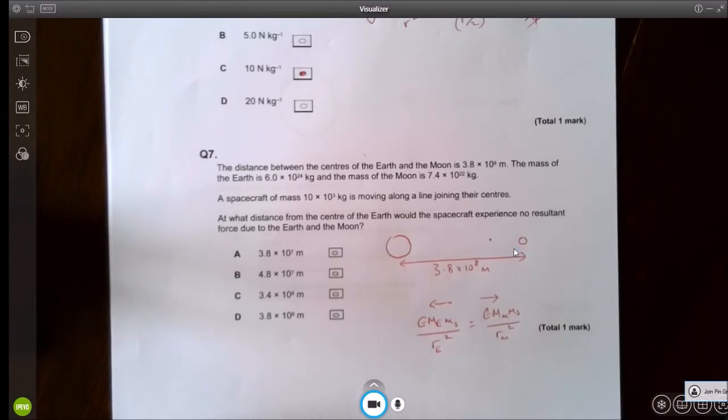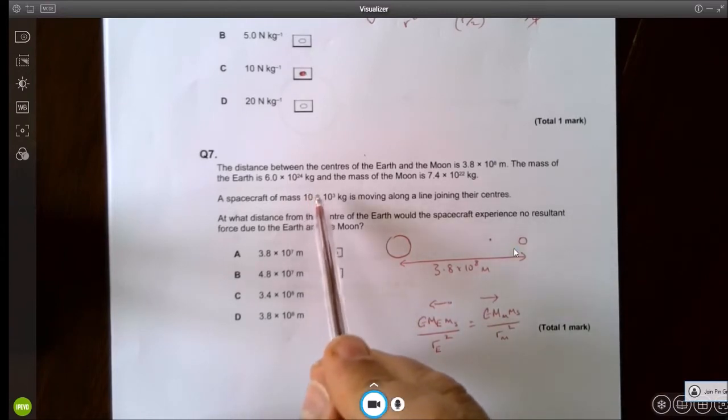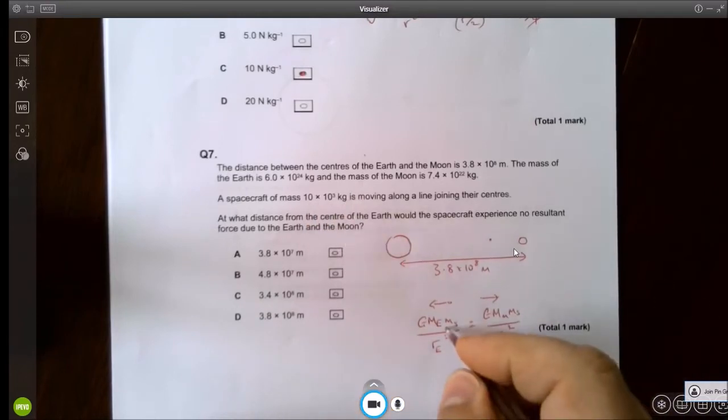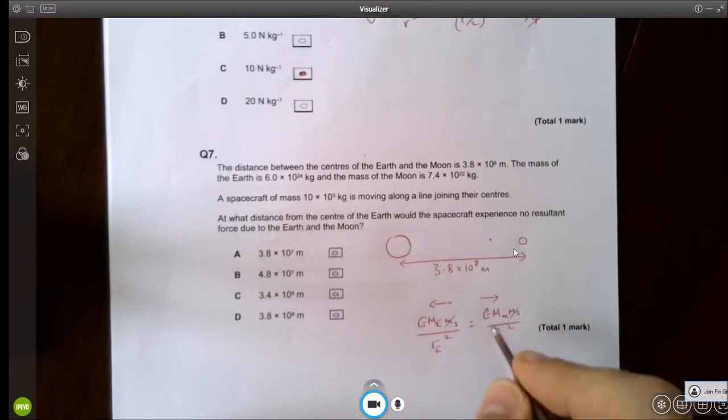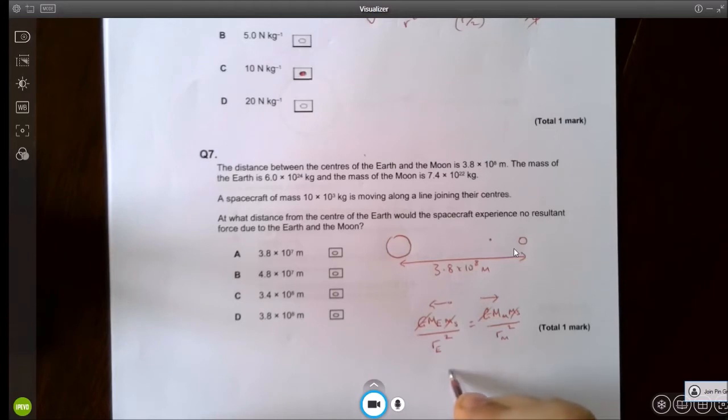The first thing you'll notice is they've been a little bit naughty here. They've given you this mass which you don't need. The mass of the satellite cancels out. The G, Newton's gravitational constant, cancels out. So that gives you that the mass of the Earth over the mass of the Moon is the distance from the Earth squared over the distance from the Moon squared.